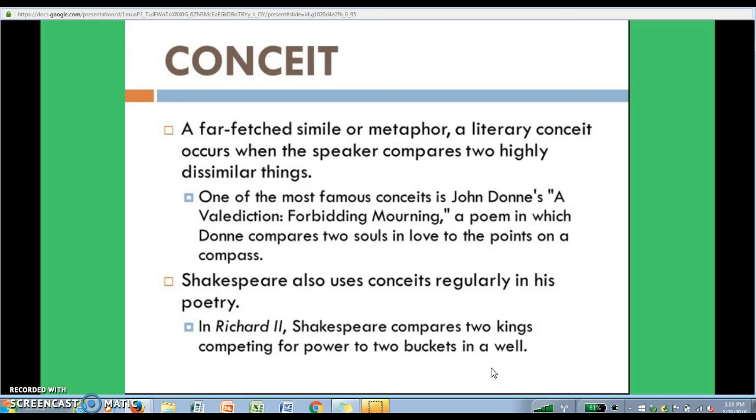But what it does is it creates a more complex understanding about the king's behaviors and what the author thinks about what these kings are doing in their competition for power. So that is how a conceit operates. Please make sure not to confuse a conceit with an analogy.